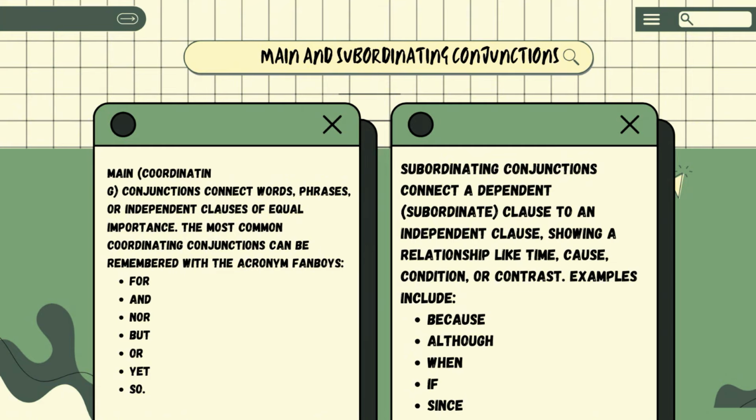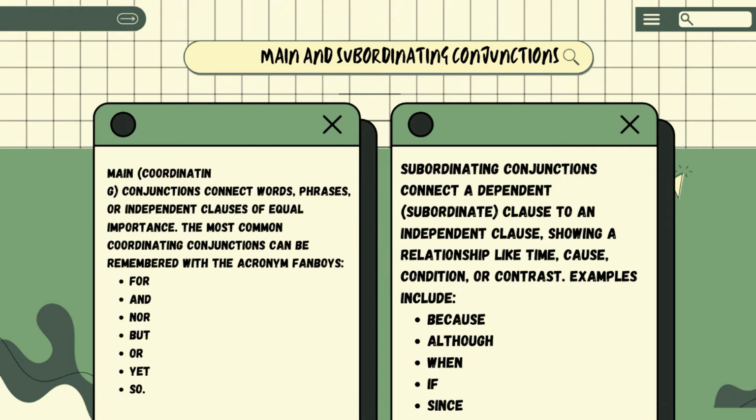Next, let us discuss the example. To connect clauses, English uses conjunctions. Main clauses use coordinating conjunctions like and, or, and but to link ideas of equal importance. Subordinate clauses, however, need subordinating conjunctions like because, although, or if to connect to the main clause. These conjunctions make the relationship between clauses clear, showing cause, contrast, or conditions.